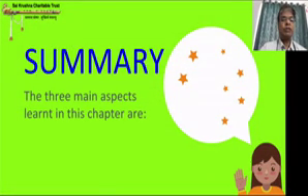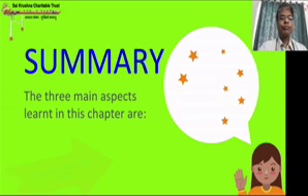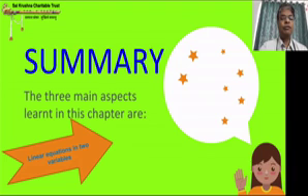Three main aspects we have learned. That's what we have been discussing in the beginning. So now pause this video and note down what three main aspects you have learned in this chapter, and then you see whether what I have written and what you have written are the same. Yes, I am sure all of you would have written the same three that I am going to write.